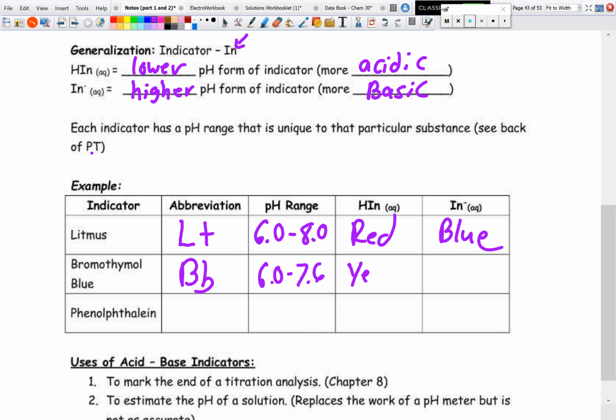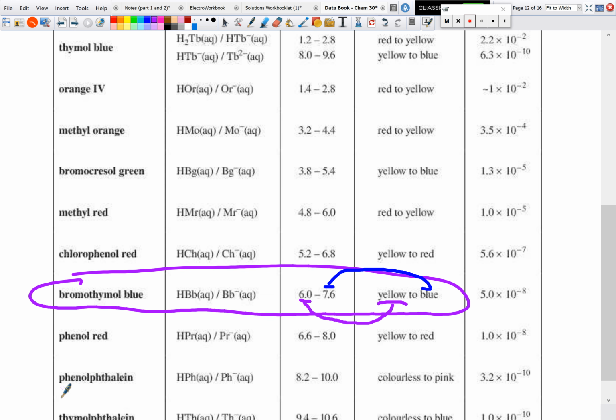So we have yellow for the acidic and blue for the basic. And finally, the phenolphthalein. If you want to pause this video and try to fill out the phenolphthalein one for yourself, please do. But you'll find phenolphthalein is down here. So the abbreviation is pH. It has a range of 8.2 to 10.0, and the color change is colorless to pink. So that means anything below 8.2 is going to be colorless, anything above 10.0 is going to be pink.